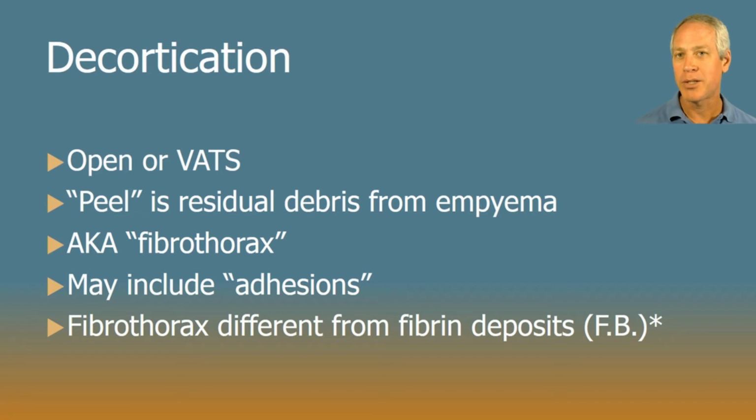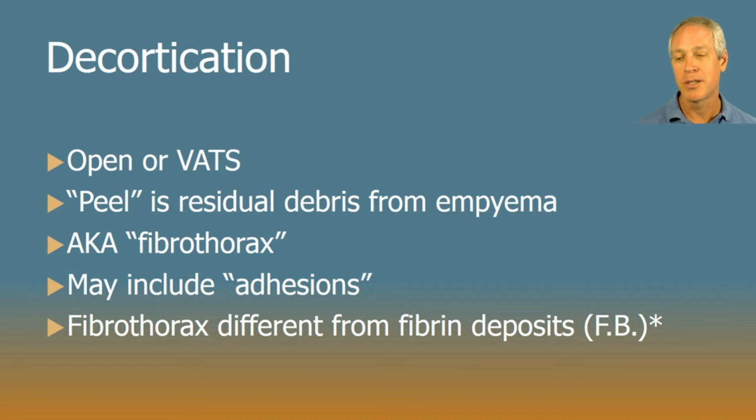Okay, decortication, fancy word, often called a peel, pleural peel, and this can be done open or VATS as well. Now the peel, what this stuff is, is debris, cellular tissue, fibrinous stuff from an empyema. So it was once pus and is now sort of coalesced into this glutinous mass of stuff that's stuck to the lung, the parietal pleura against the visceral pleura of the lung. Now this is also called fibrothorax.